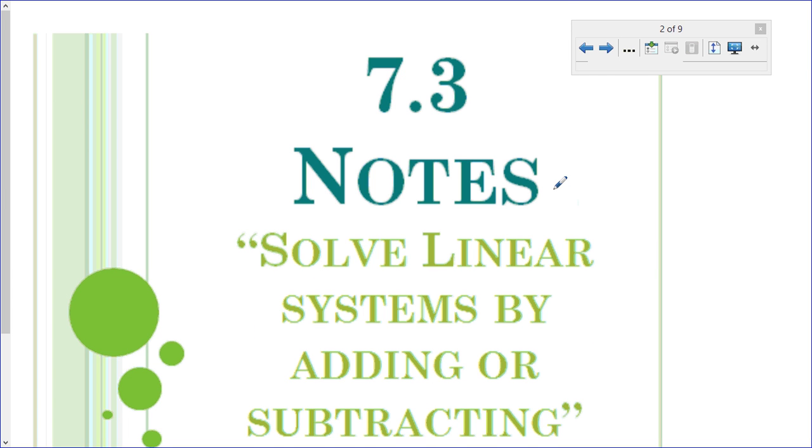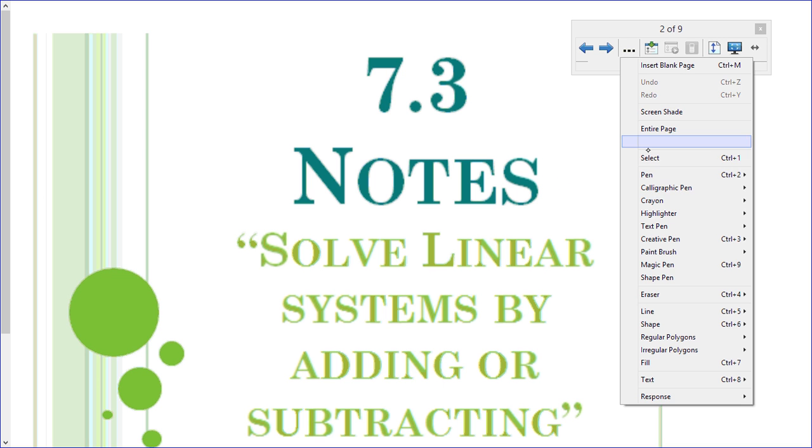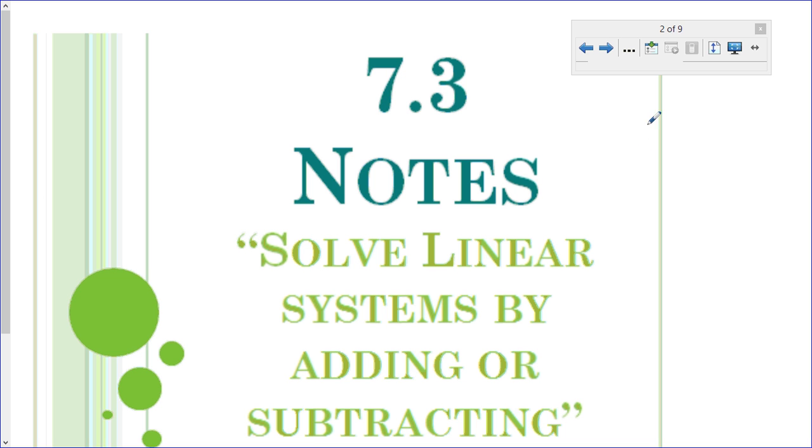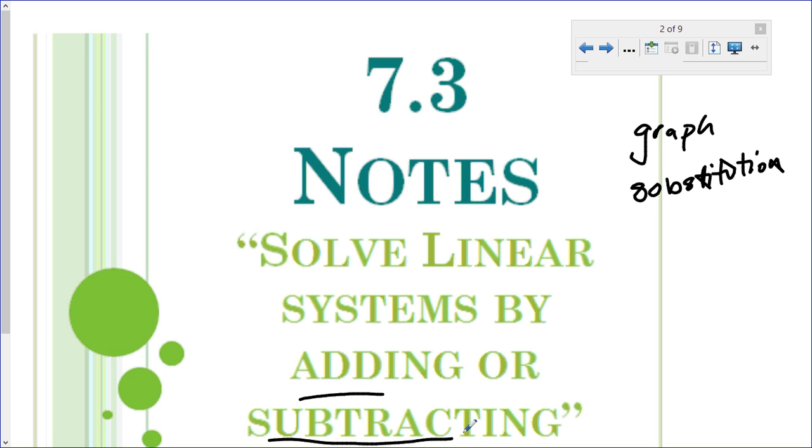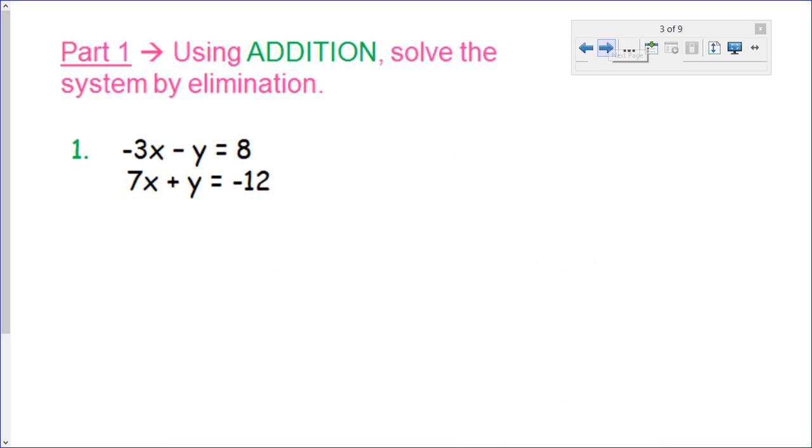I want to go over some notes with you to solve linear systems by adding or subtracting. We've already talked about how we can graph two equations on the coordinate plane, see where their intersection is, and find the solution that way. We've also learned how to use the substitution method. Now the last step is we're going to add and subtract, and sometimes that's a really easy, simple way to find your solution. So let's look at our first example.